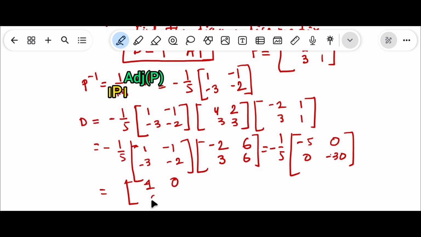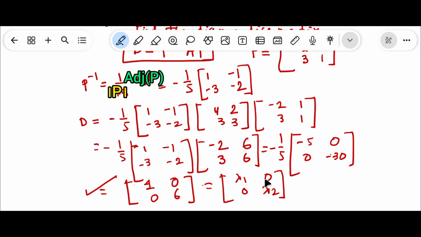1 0 0 6, which is nothing but our first eigenvalue lambda equals 1 that we have got, and then we have 6. So see, in the diagonal we have the eigenvalues only, lambda 1 0 0 lambda 2. Therefore this is our diagonalized matrix. Okay, so that's how we have to find the diagonalizable matrix. This is the process.